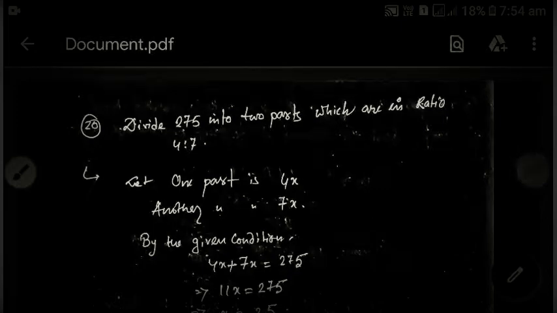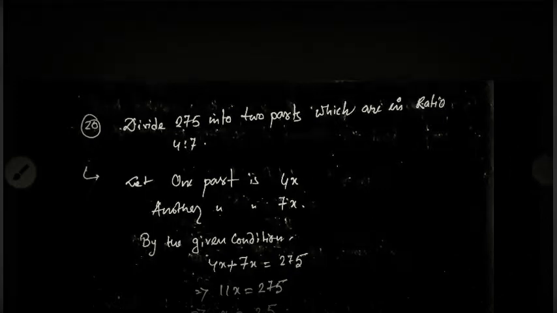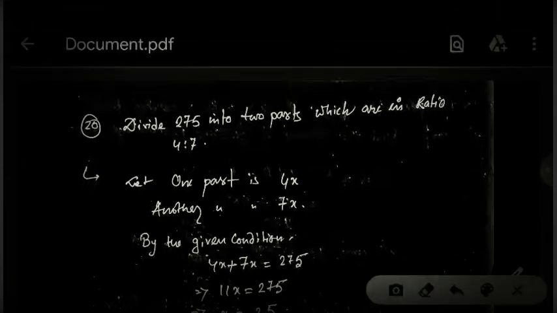Hello everyone. So today we discuss some problems in ratio, and that will be quite important. Now, first of all, divide 275 into two parts which are in the ratio 7:4.